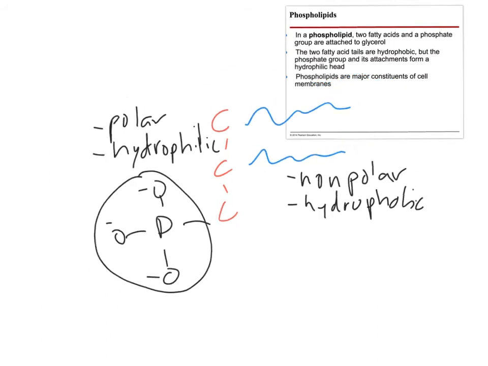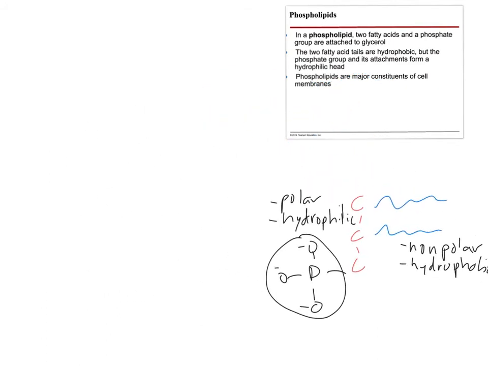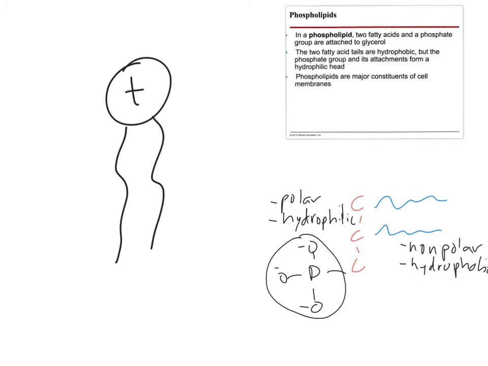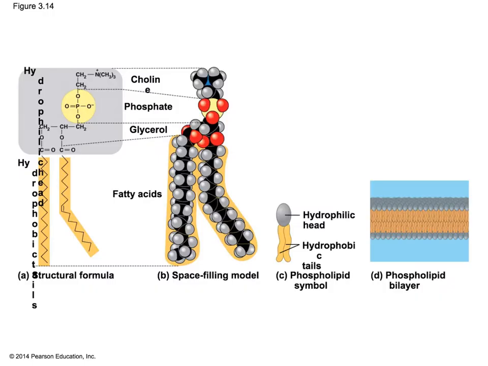So if I was to simplify this thing down to draw it out, it would look something like this. Right? And we put a little plus up there, right? Because that's the polar end. Cool beans? Clear as mud? Awesome. So this is what it looks like.